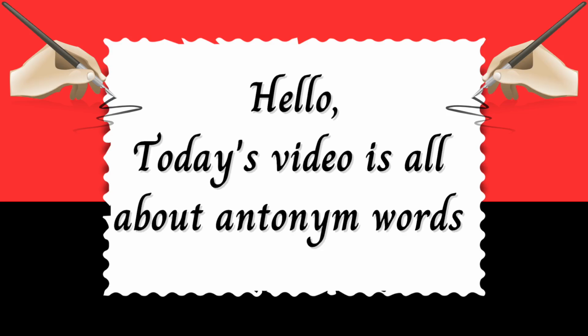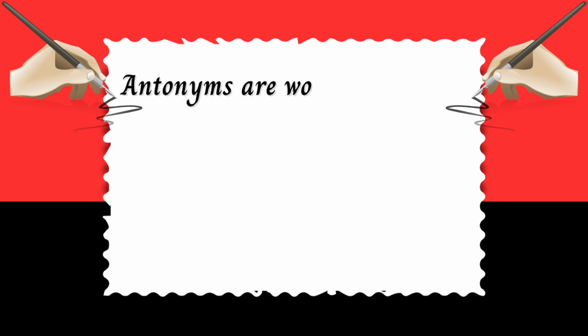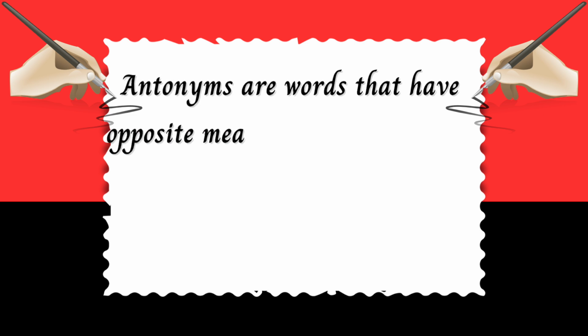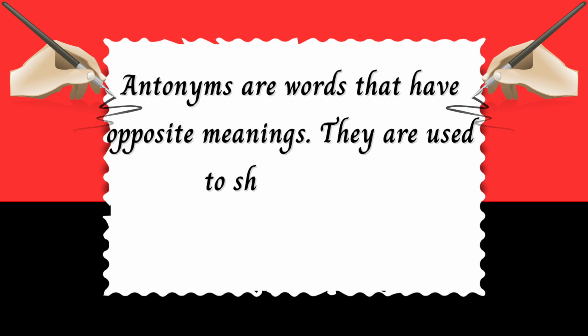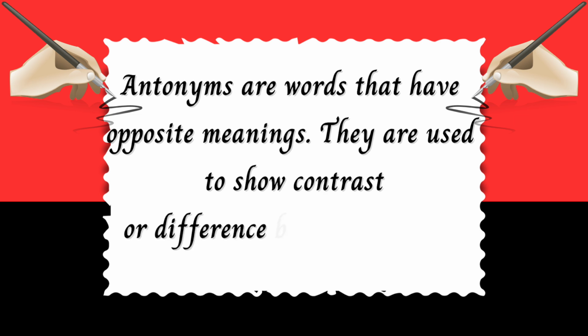Antonyms are words that have opposite meanings. They are used to show contrast or difference between two ideas. Here are some examples for you with picture visibility.